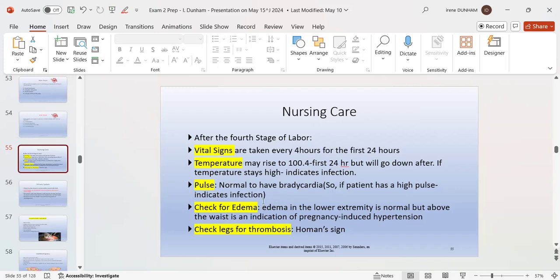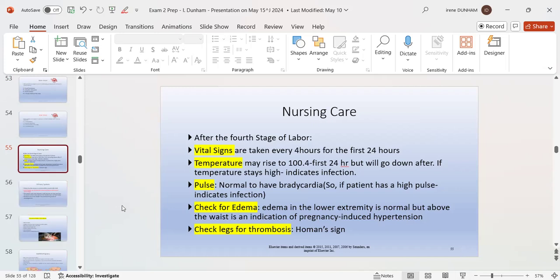And then, of course, you check for edema. And then, of course, you're going to check for the Homan sign or a thrombus, because a positive Homan sign is not good. That's when you dorsiflex her foot and she complains of pain in her legs. And then you touch it and it seems a little warm to the touch. That's not a good sign. So that's called a positive Homan sign.